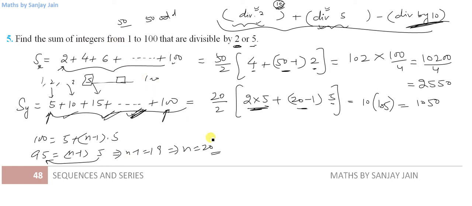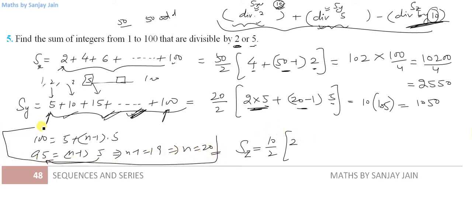Now the only thing left is to calculate Sz. Let us denote this by Sz, numbers divisible by 10. This is Sy, this is Sx. So obviously there are 10 such numbers, 10, 20, 30, 40, right? There are 10 such numbers. So 10 by 2, twice of, and you are free to calculate number of terms by this method also, right? Because for the examiner you may have to show it like this.